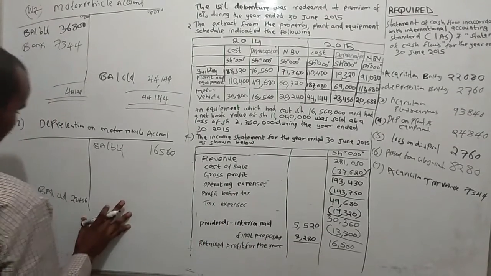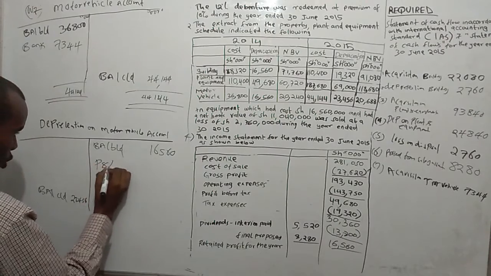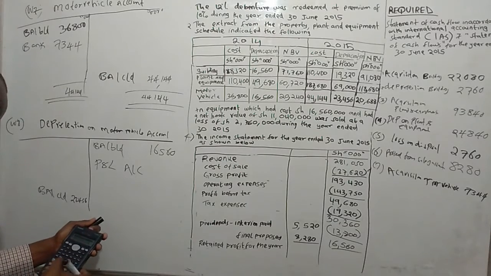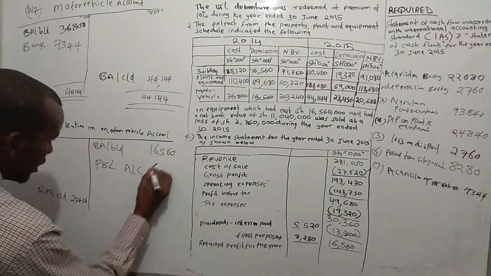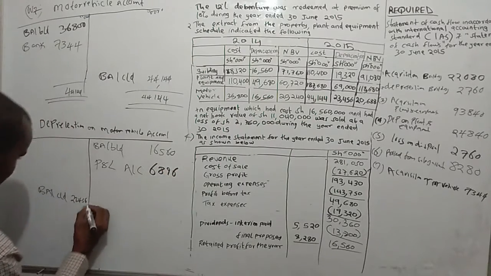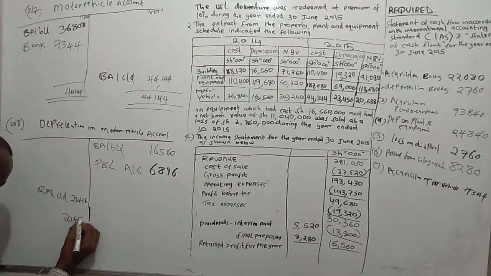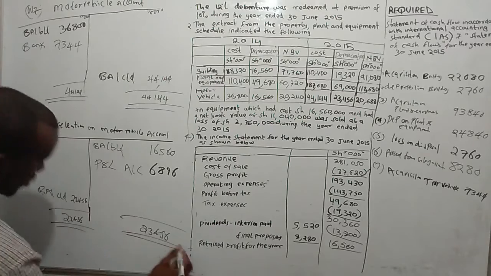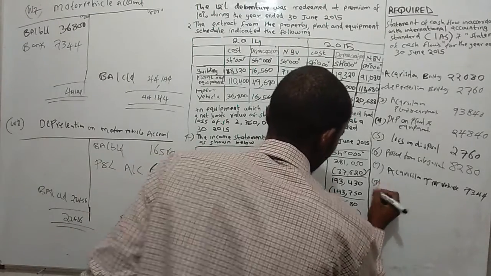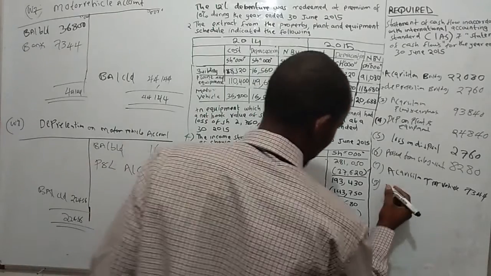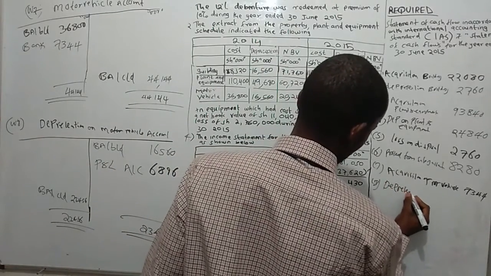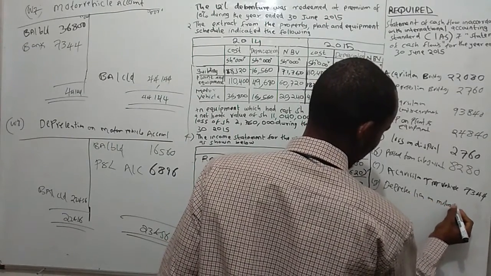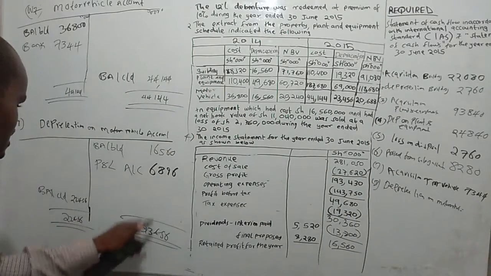The balance carried down is more, so obviously this now will go to balance the profit and loss account. How much? 23,456 subtract 16,560 to get 6,896, such that we'll balance at 23,456. Now let's have number 8. Number 8, depreciation on motor vehicle account. Depreciation on motor vehicle, 6,896.